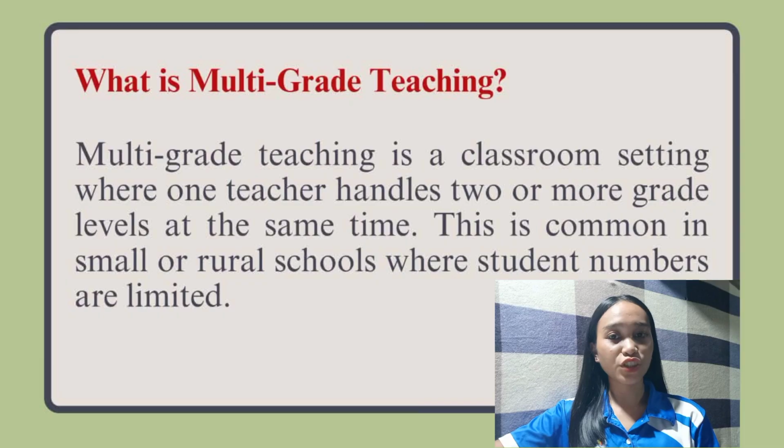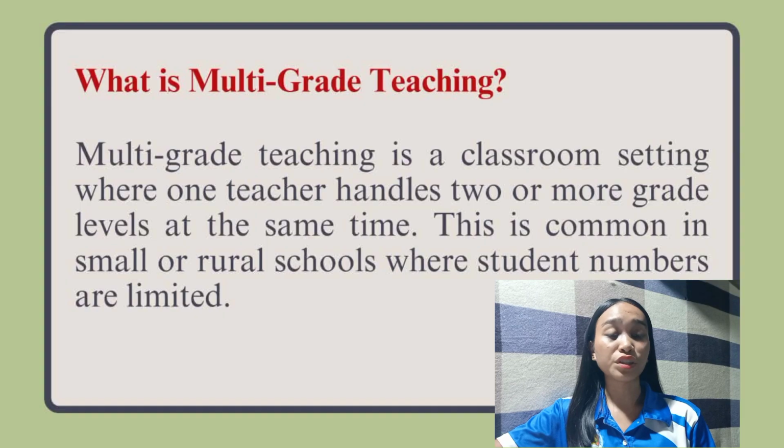In multigrade teaching, a teacher may divide time between groups like grade 2 and grade 3, give independent or group work to one grade while teaching another, and use shared topics but adjust difficulty levels. For example, a teacher might teach a reading lesson to both grade 2 and grade 3 students. For grade 2, this focuses on basic comprehension, while grade 3 will analyze characters and themes.